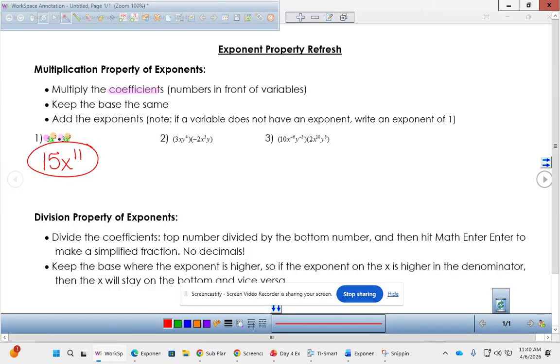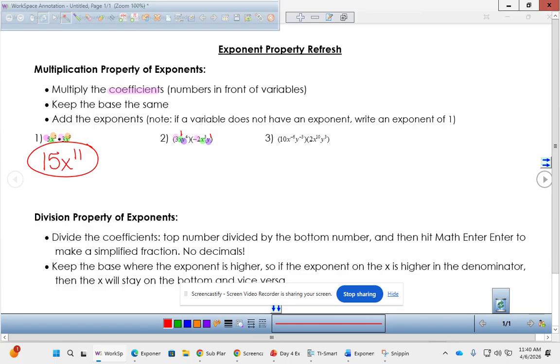All right, so for this next one here, I am going to multiply my coefficients, which are my numbers in front. I'm going to keep my bases the same. There are actually two bases here. X is one of the bases, and y is a different base. And then I'm going to add my exponents. The thing is, some of these variables don't have exponents. So this x doesn't have an exponent. I have to put a 1 there. The y does. This y does not. So I'm going to add the exponents of the x's together and then the exponents of the y's together.